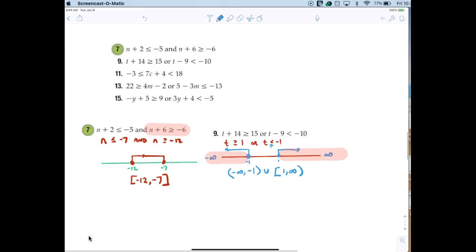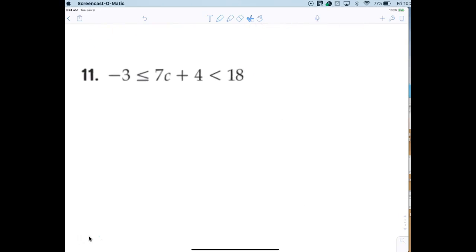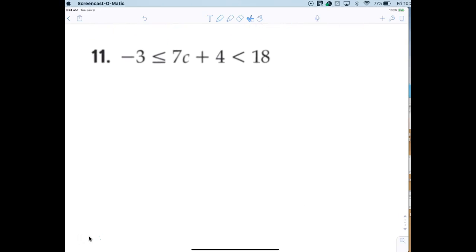All right, let me grab 11. Now 11 is an "and" statement, because it's between what two numbers? It's between what two numbers? Well, no. I know what you're thinking, Justice. It's just between -3 and 18. Because remember, the first number less than 18 is 17.